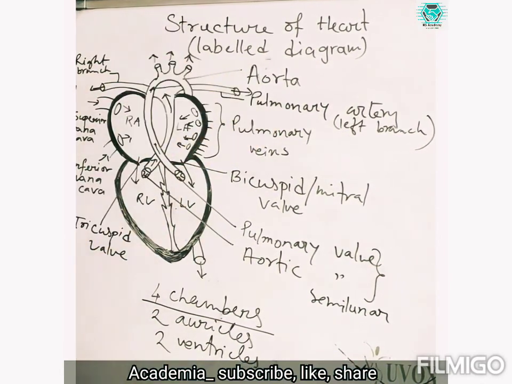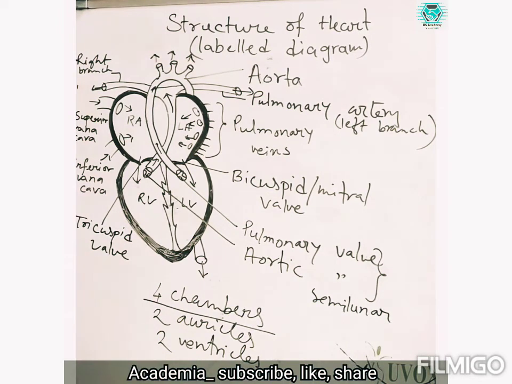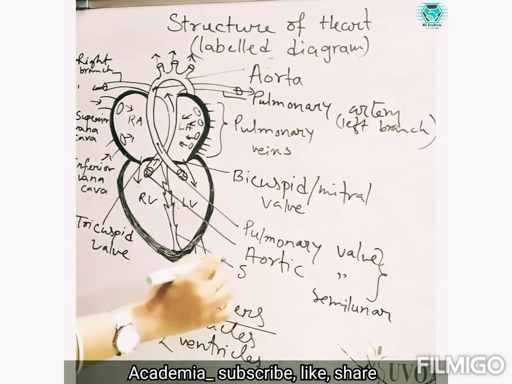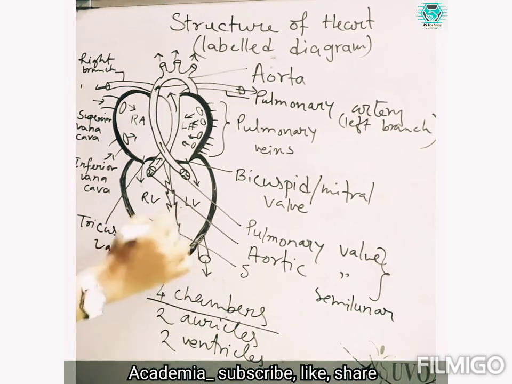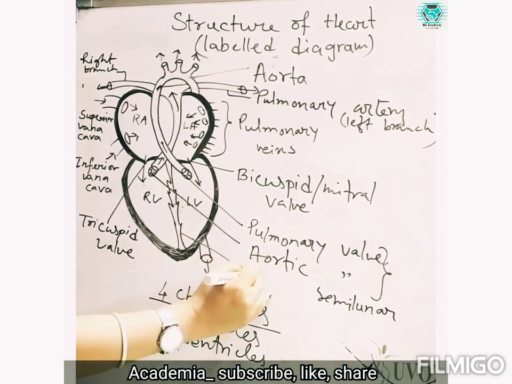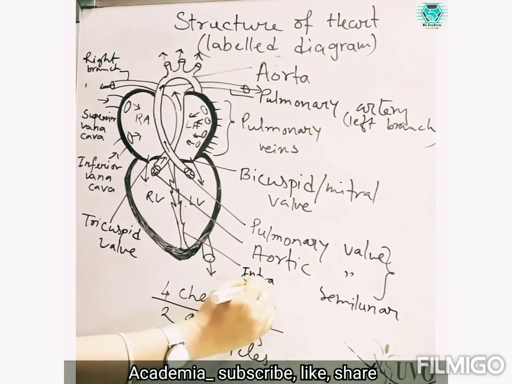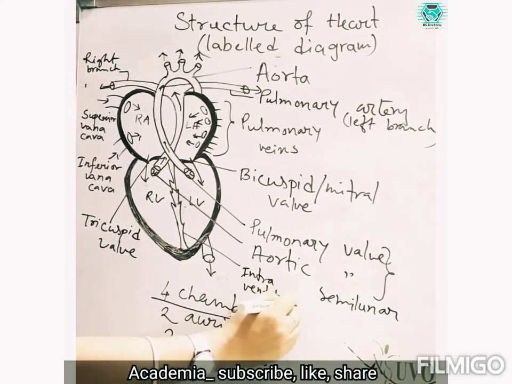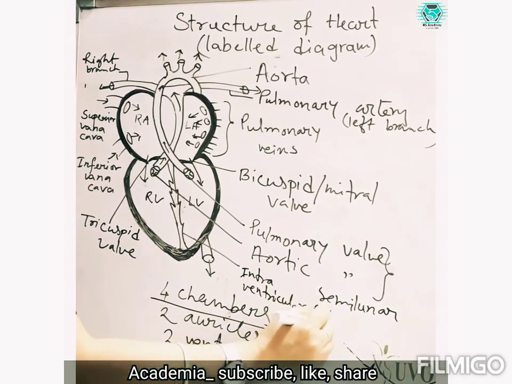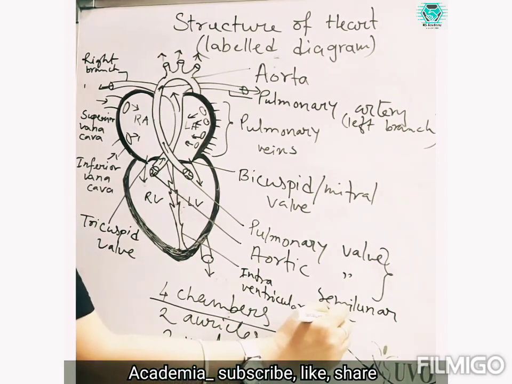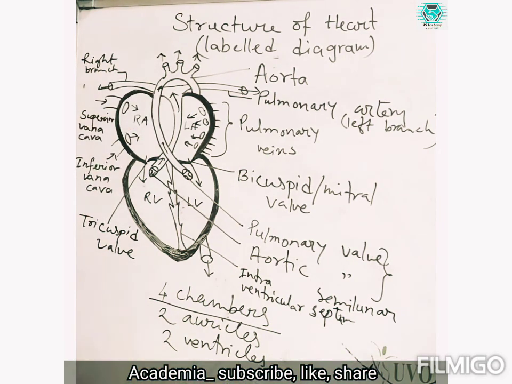By using the arrows, I am showing the flow of the blood through the heart. So I think it is pretty clear about the major parts of the heart. Another thing we missed is the septum. This is the intraventricular septum, and in between the auricles the intra-auricular septum is situated.